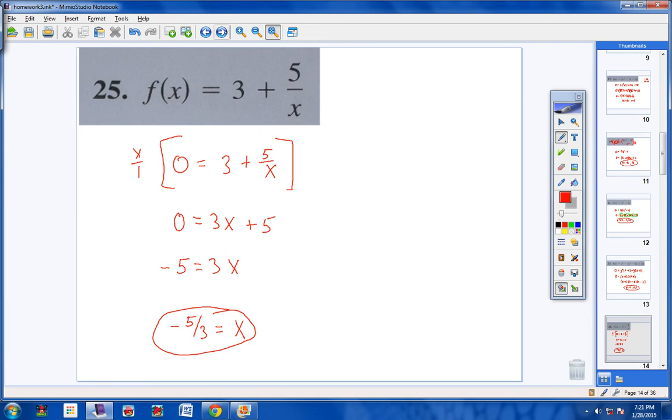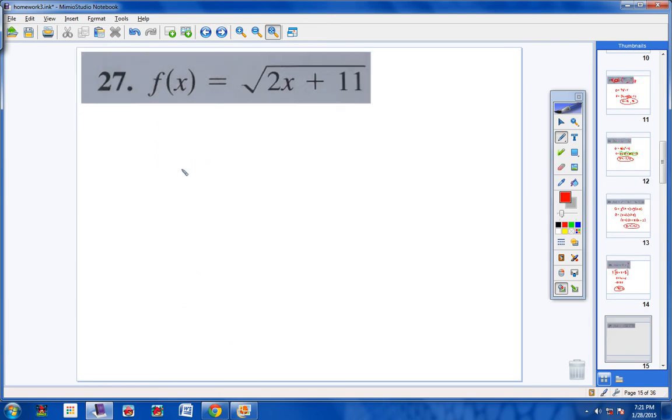Okay, moving on to number 27. Alright, now we're going to put a 0 in for f of x. And first of all, if we're going to put a 0 in for f of x and then solve for x, we're going to have to get rid of this radical. So I'm going to square this side to get rid of a square root. But if I square one side, I must square the other side. So if you square 0, you get 0. If you square a square root, you're left with the radicand.